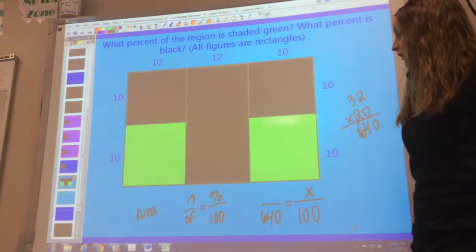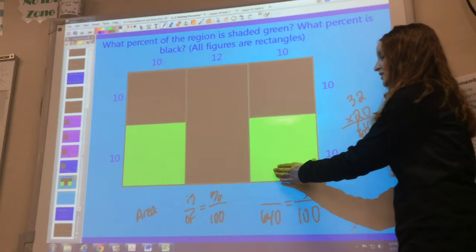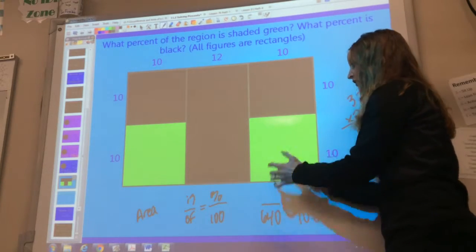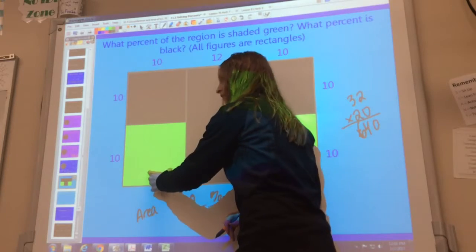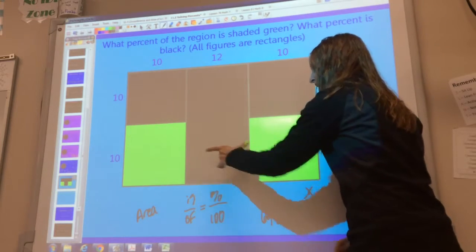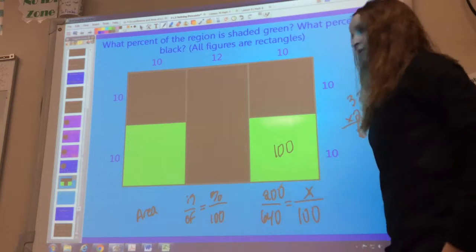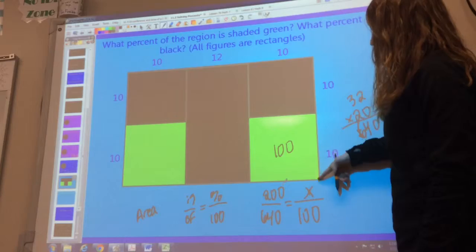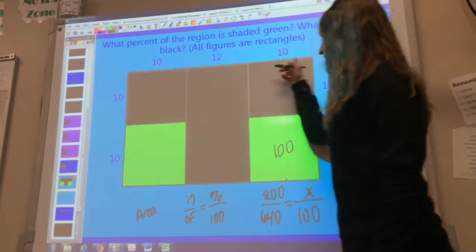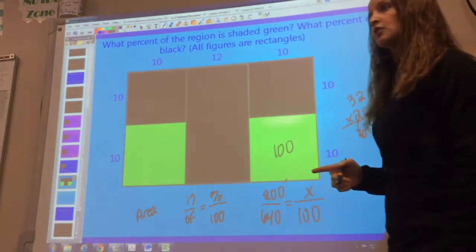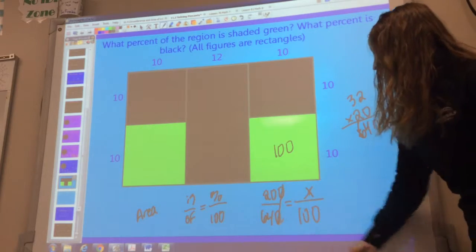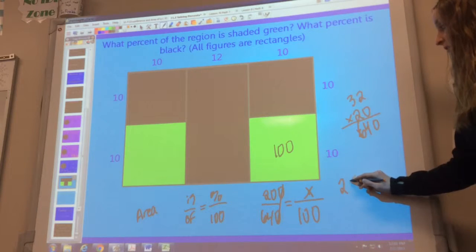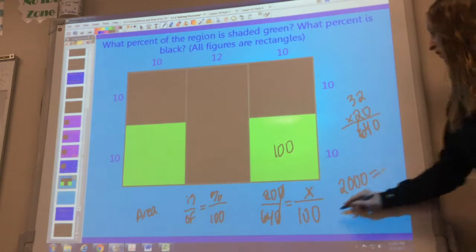What's the side, you guys? It's 10. What's the other side? 10. What's the area of this? 100. Thank you. What's the area of this? 100. So what's your part of the green? 200. Did I lose anyone? Okay. 10 plus 10 times 10, 10, and 12. 32. Okay? Then watch this. We can cross that out. 20 times 100 is 2,000. Thank you.